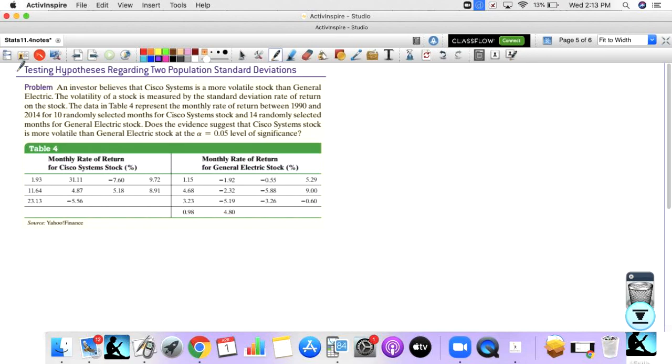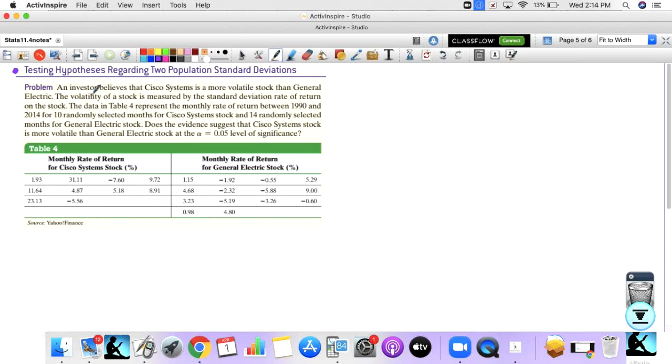All right, folks, so let's take a look at our first of two problems where we're going to be doing hypothesis testing of standard deviations. Let's take a second and read this. An investor believes that Cisco Systems is a more volatile stock than GE. The volatility of a stock is measured by the standard deviation of the rate of return on the stock. So the standard deviation dictates whether something is volatile or not. The higher the standard deviation, the more volatile it is, if you think about it, right?